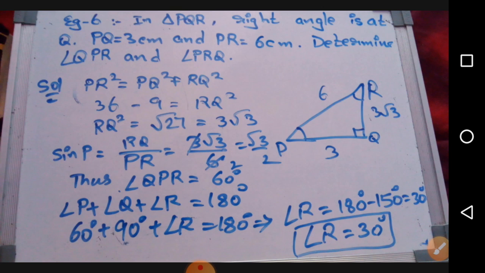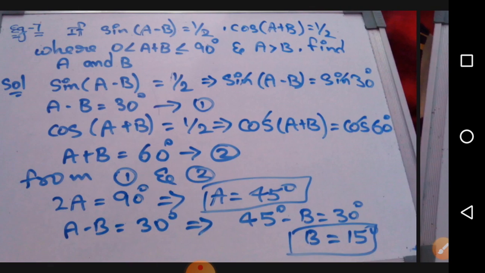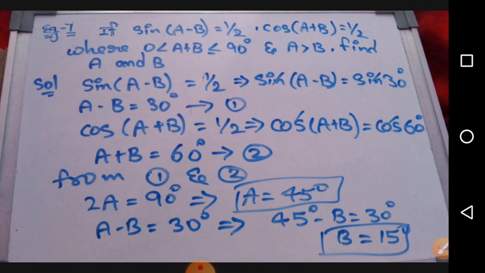I don't know the methodology which is followed in the example. Yes, example 7: if sine of a minus b is 1 by 2 and cos of a plus b is 1 by 2, then you need to find the value of a and b. So here, this topic is all about your angle. Okay, so sine of a minus b is 1 by 2, thus 1 by 2 comes at 30 degree, thus sine of a minus b equals to sine 30.